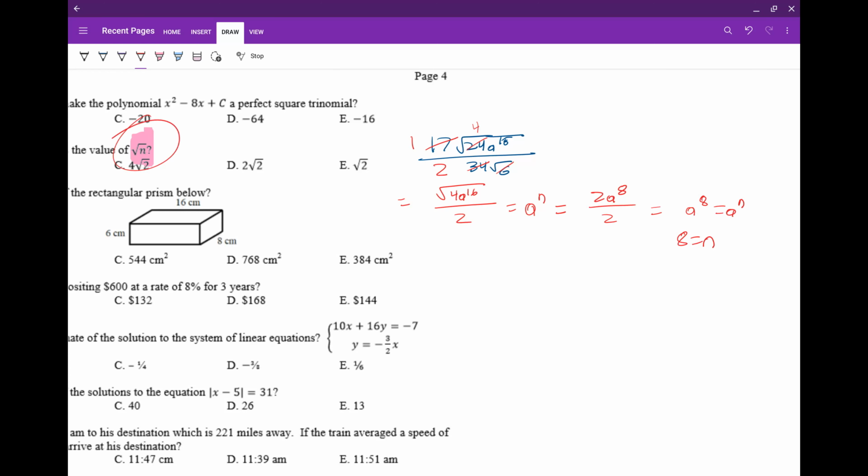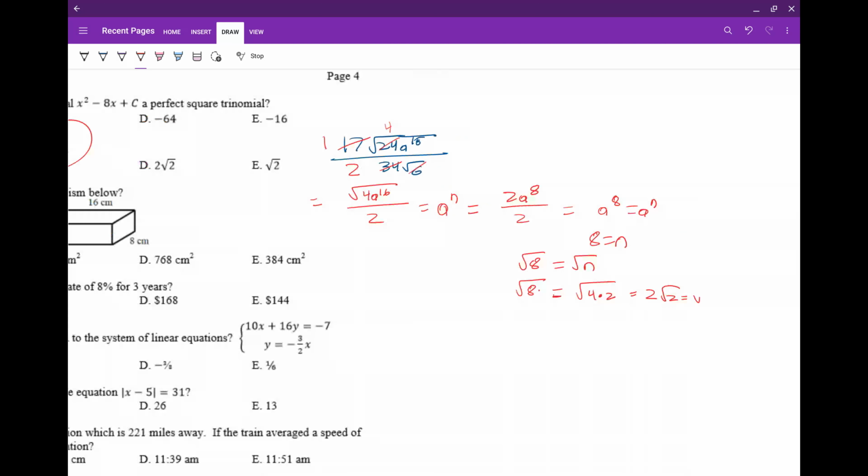But the question is asking us for the square root of n. So what you have to do is take the square root on both sides. The square root of 8 equals the square root of n, and the square root of 8 is equal to the square root of 4 times 2. And so the 4 you can bring out because it's multiplication. You have 2 square root 2 equals the square root of n.